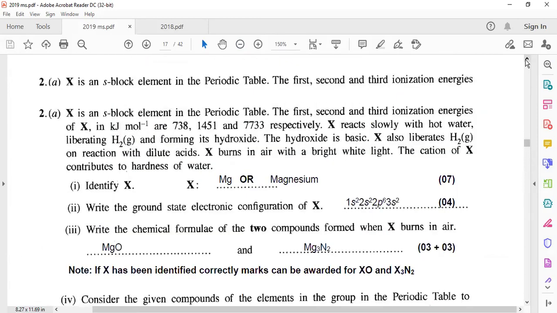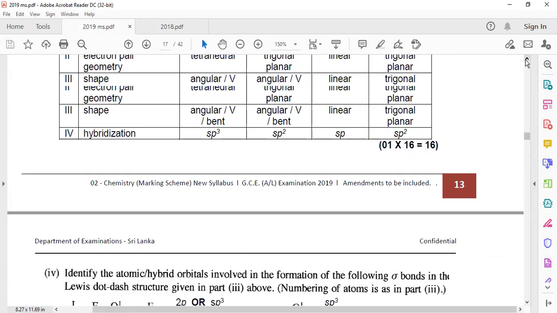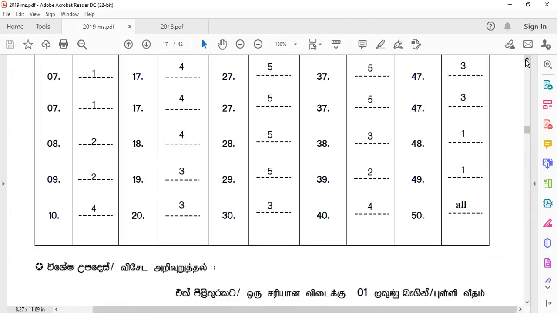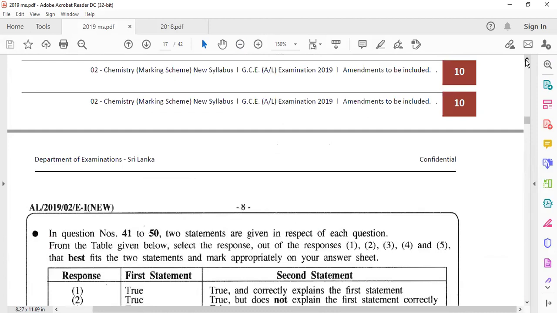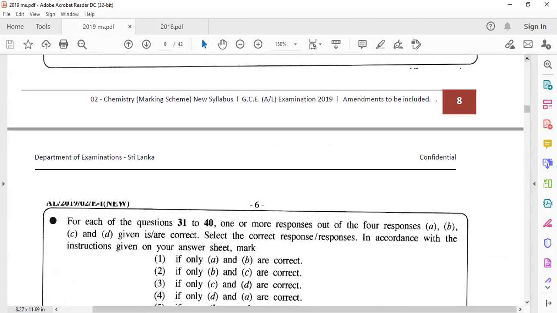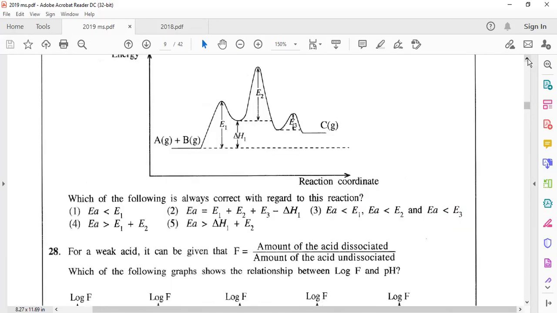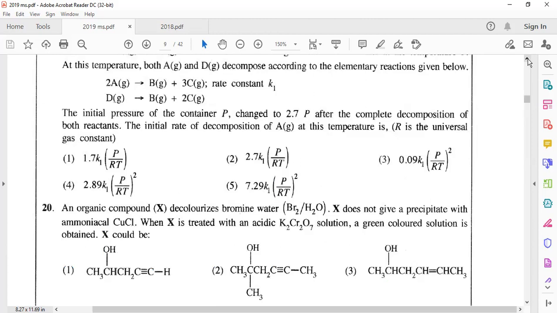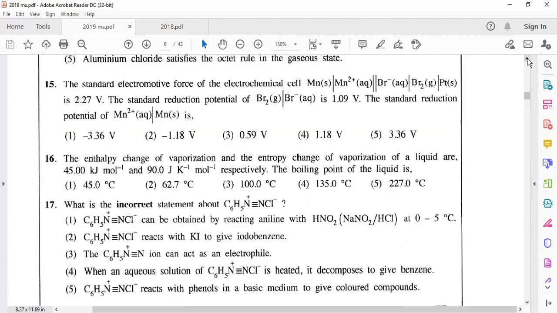You can see the paper, right? Question number 6. Let me do this question. Yeah. Yes. Can you see the question? Okay, I can see you. Clear all thing, right?